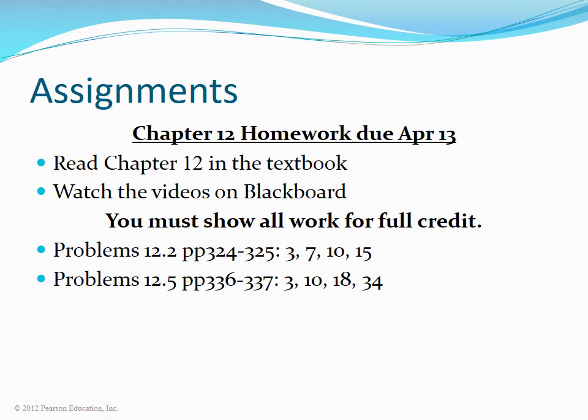Your assignments are to read Chapter 12 in the textbook. Your homework assignments are due April 13th.